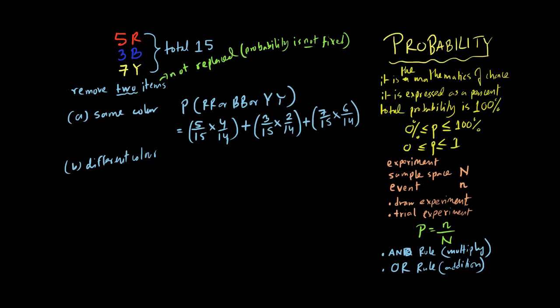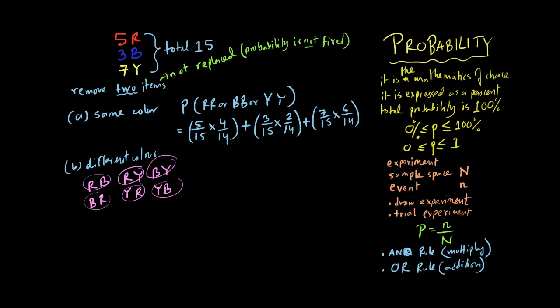Now if we look at the permutations, what are the possibilities? You can see different color can be 1 red, 1 blue, so that will have a permutation of red, blue, blue, red. Then different color can also mean 1 red and 1 yellow, and the permutation would be yellow and red. Different color can also mean 1 blue and 1 yellow, and the permutation can be yellow and blue. So these are all the permutations that are possible.